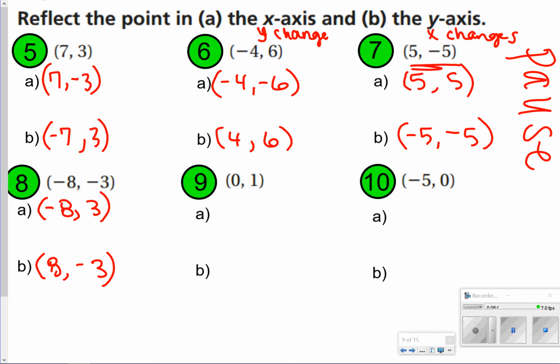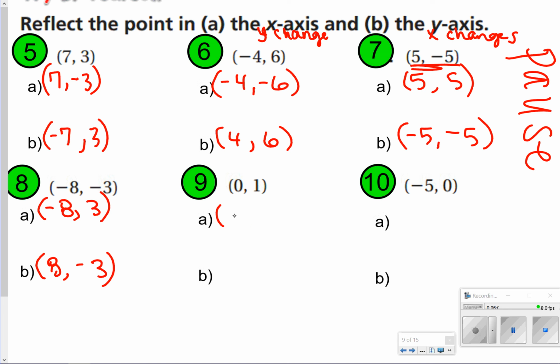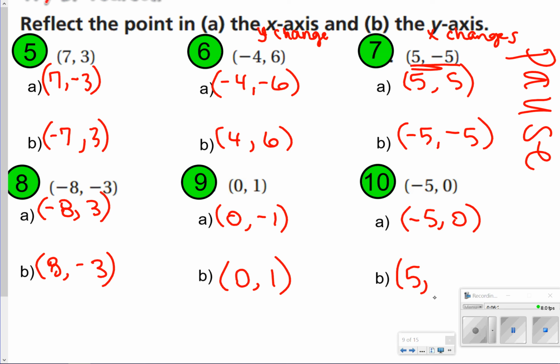Number 9, when we reflect across the x-axis, the y changes, so 0, -1. And we reflect across the y-axis, the x will change, but 0 really won't change there, so we'll just keep it at 0, 1. Number 10, we're going to change the y coordinate, but 0 can't be positive or negative, so that one stays the same for 10A. 10B, though, will change because when we reflect across the y-axis, that x coordinate will change to a +5. How did you do?